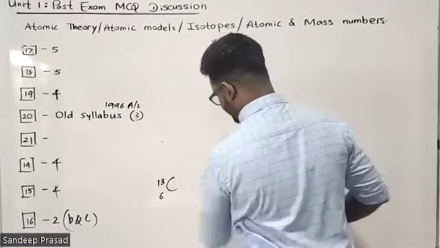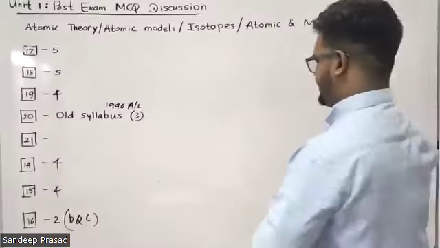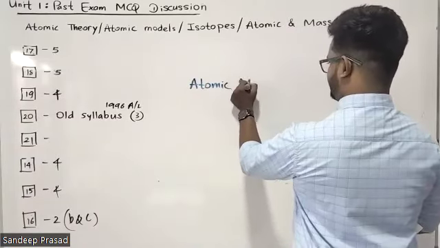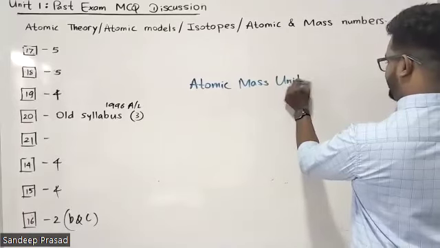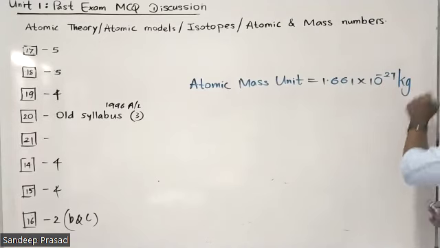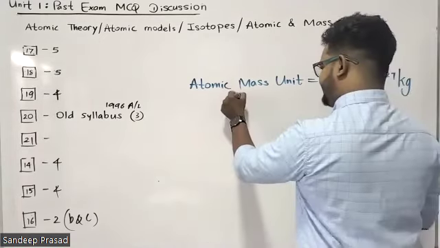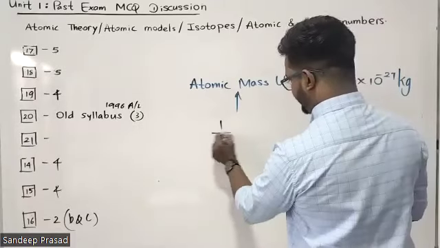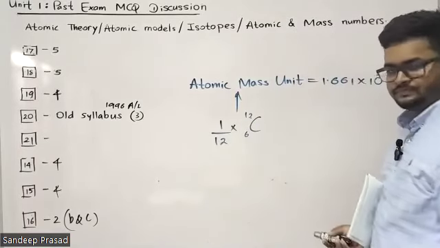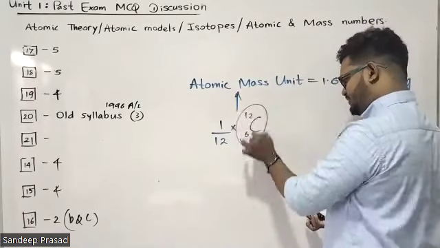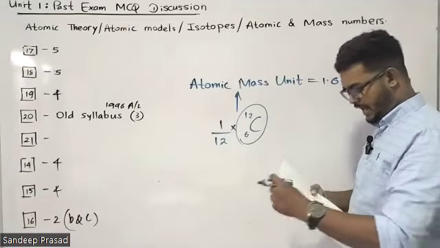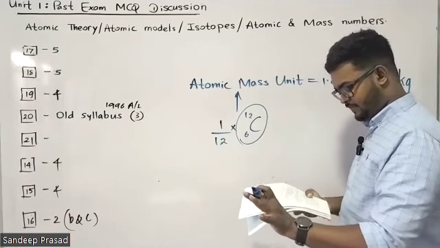Students, when we discussed the mass of the atom, I told you that we have a unit known as the atomic mass unit. So what is the atomic mass unit value? We can say that 1.661 × 10^-27 kilograms is the atomic mass unit. Another way that we can define the atomic mass unit is that 1/12 of the carbon-12 isotope is considered as the atomic mass unit. When you take the mass of the carbon-12 isotope and divide by 12, you get the atomic mass unit. That's how they have defined it. So the first statement is correct.